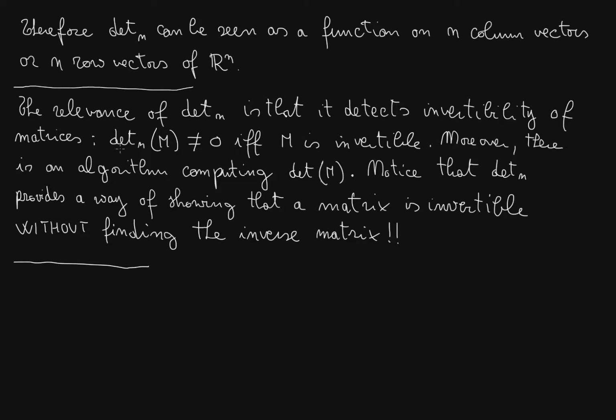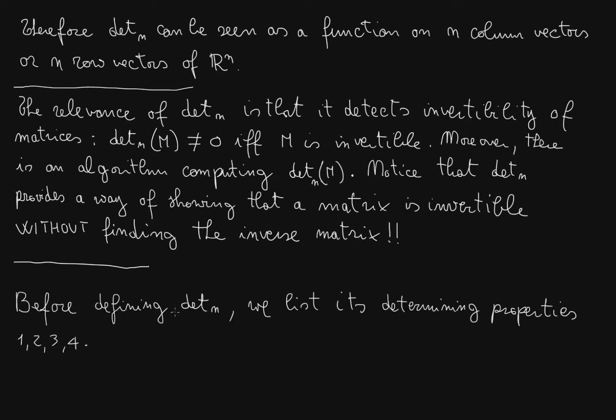Otherwise, we can use this theorem that we will state with much more detail in future lectures, and compute the determinant of M and show that this determinant is non-zero. This is going to show that M has an inverse matrix, so it is invertible, although we will not have constructed it. Moreover, there is an algorithm computing the determinant of M, so it's not just something abstractly defined. Notice that the determinant of M provides a way of showing that the matrix is invertible without finding the inverse matrix, as we just stated.